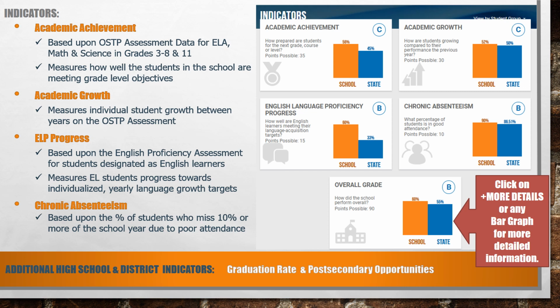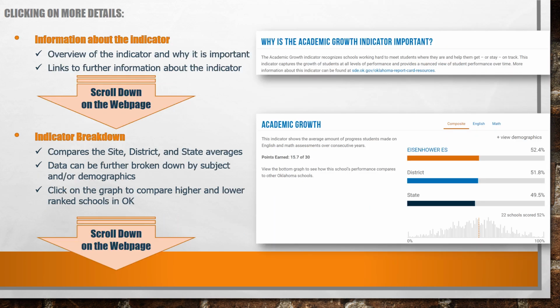If you click on More Details or any bar graph, you will see additional detailed information. Clicking on More Details provides information about the indicator, including an overview of the indicator and why it is important, and links to further information about the indicator. As you scroll down the web page, you'll also see an indicator breakdown, which compares the site, district, and state averages. Data can further be broken down by subject and/or demographic groups. By clicking on the graph, you can compare higher and lower ranked schools in Oklahoma.